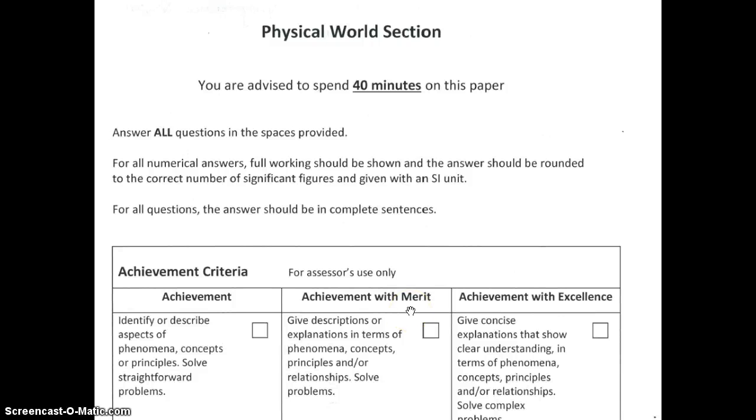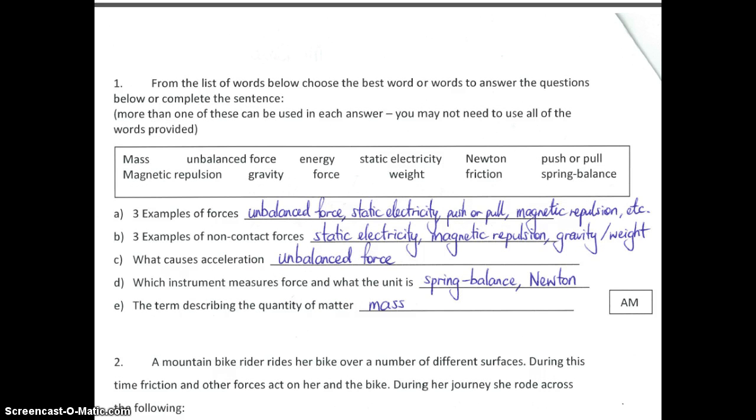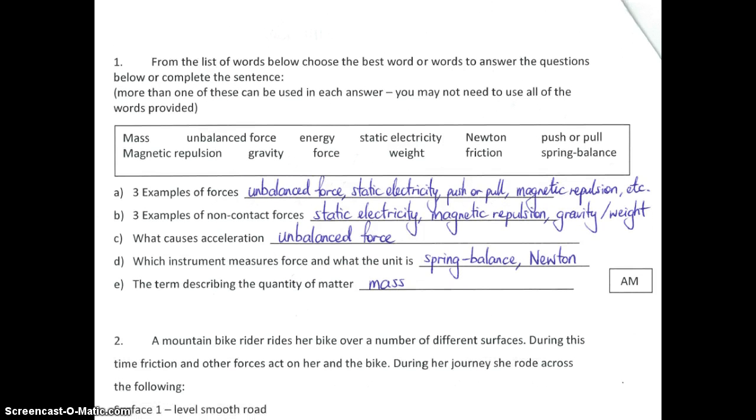Alright, so we're going to have a look through the physical world section of the 2014 Year 9 Science exam. Okay, here it is, question 1. So from this list of words, you had to choose the best word or words to answer these questions.